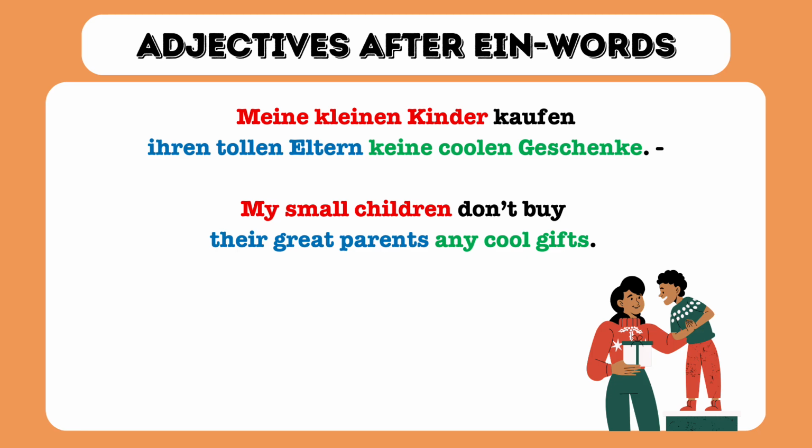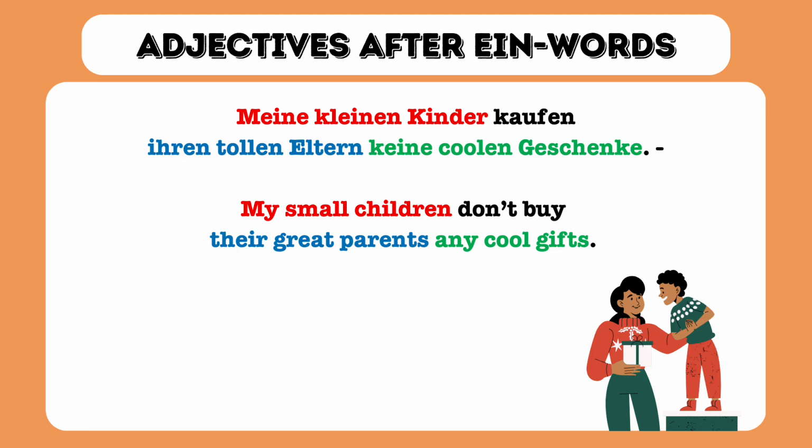Meine kleinen Kinder kaufen ihren tollen Eltern keine coolen Geschenke. My small children don't buy their great parents any cool gifts. Meine kleinen Kinder shows us the nominative case for something plural, so we have an e at the end of the article and an en at the end of the adjective. The same thing happens in the accusative case. Keine coolen Geschenke. In the dative case, ihren tollen Eltern. Everything gets an n for plural and dative. Ihren tollen Eltern. Meine kleinen Kinder kaufen ihren tollen Eltern keine coolen Geschenke.